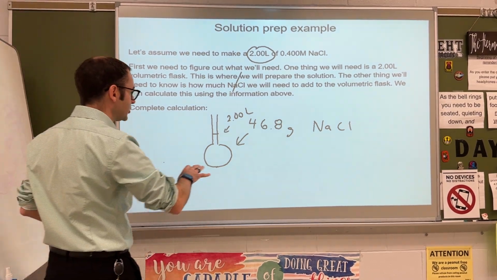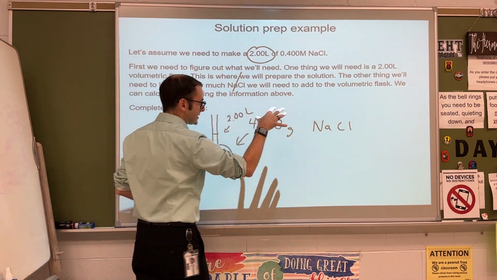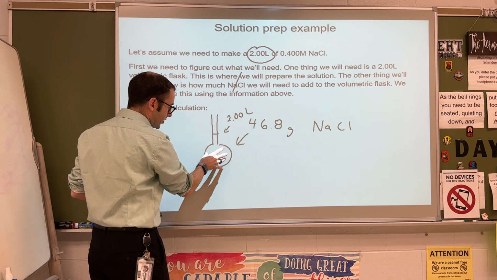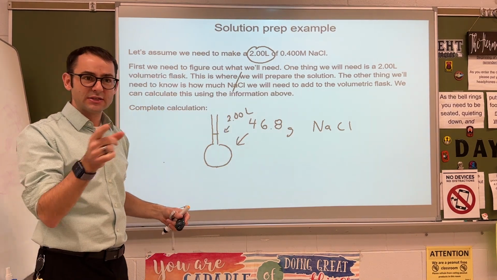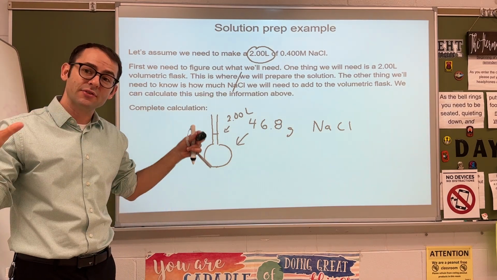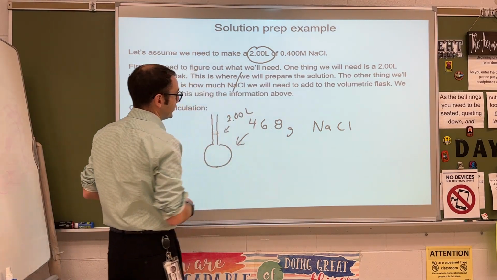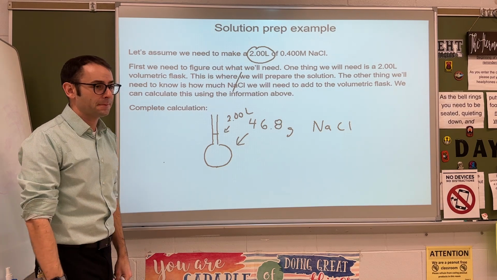So we don't actually have 2 liters of water in here. We have slightly less because this takes up space. So that's why we have to add the solute to it first and then add water to bring it up to the line. And that's what molarity means. It doesn't mean that there's 2 liters of water in there. It means when you have the solution, its total volume is 2 liters. All right, so that's kind of like the difference between those right there.